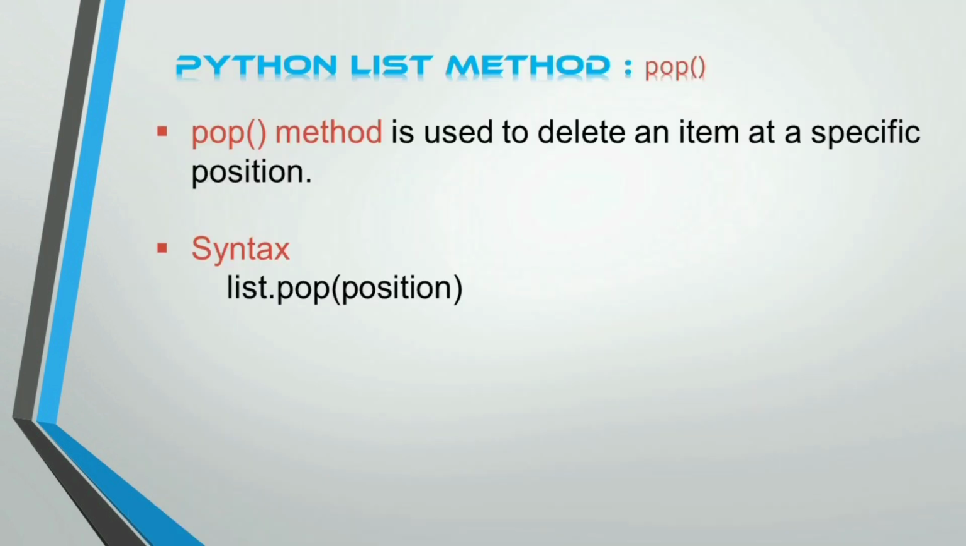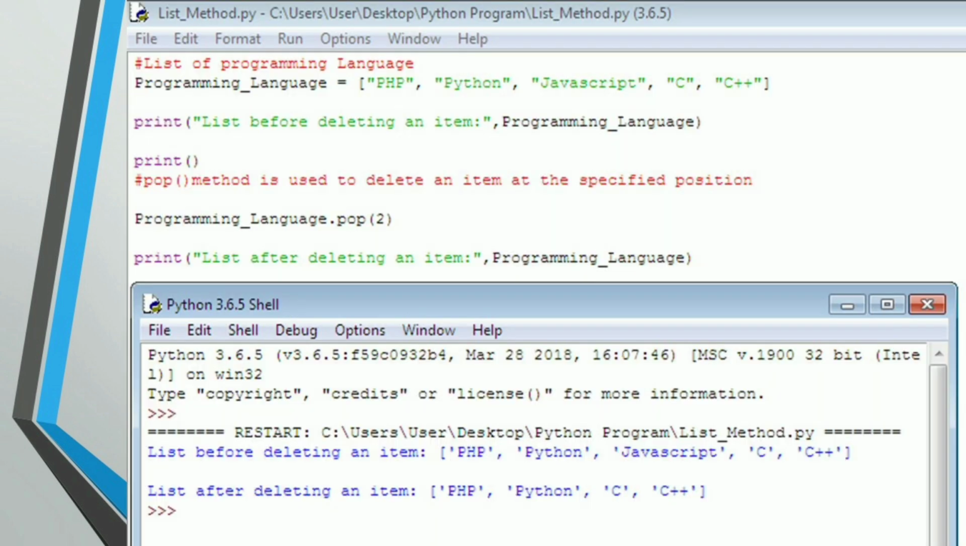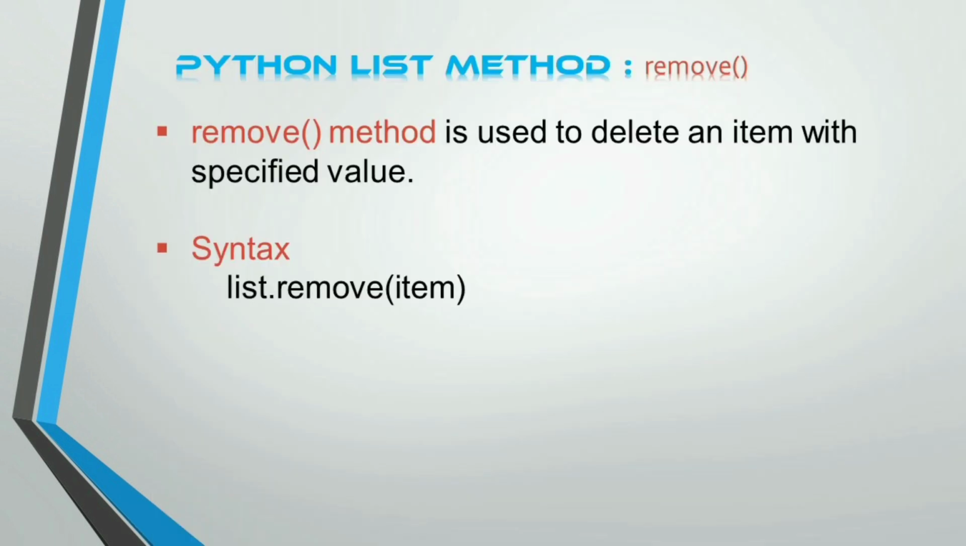Next Python list method is pop method. Pop method is used to delete an item at a specific position. Syntax of pop method is list.pop and the position. You can see in Python IDE, I have deleted an item in index 2, which is JavaScript.